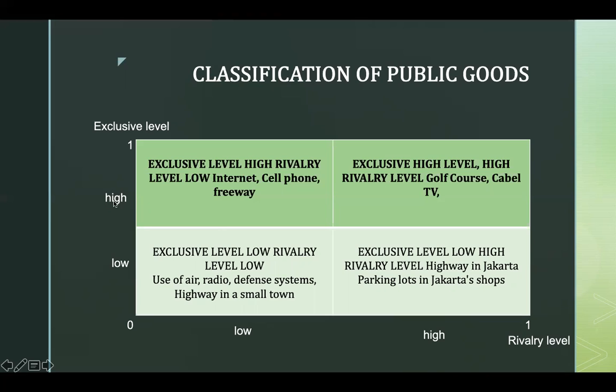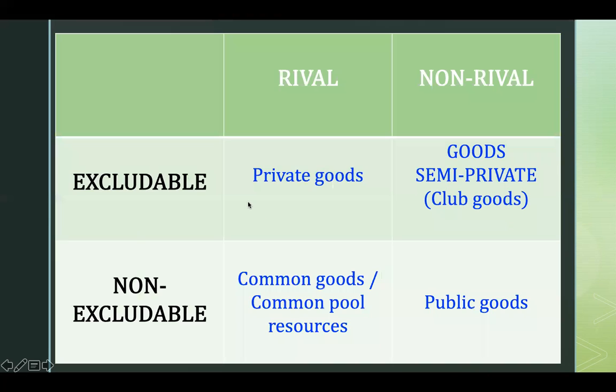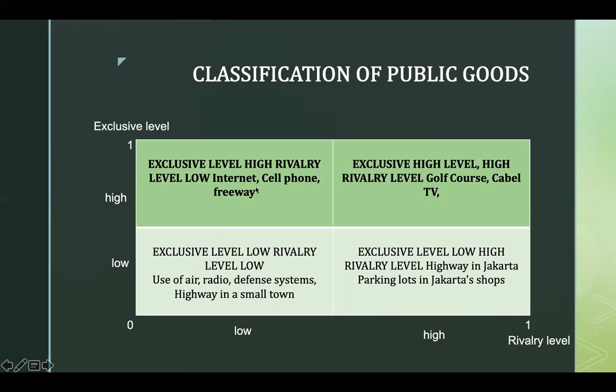At this point, the exclusivity level is high here, and the level is low here, right? So this is only for example: internet, cell phone, freeway. And then for the low, if you see here, low: use of air, radio, defense system, highway in a small town, and so on and so forth. You can make your own example. That's okay. That's good.